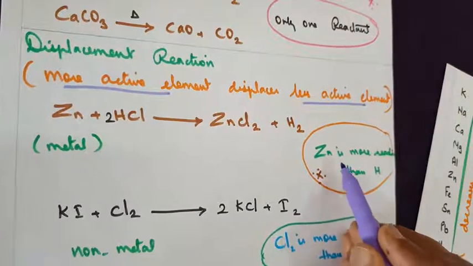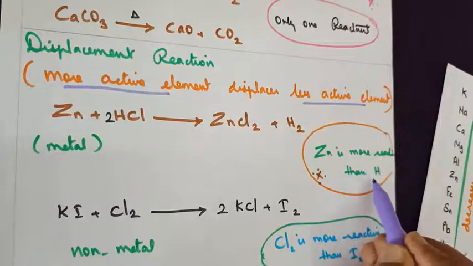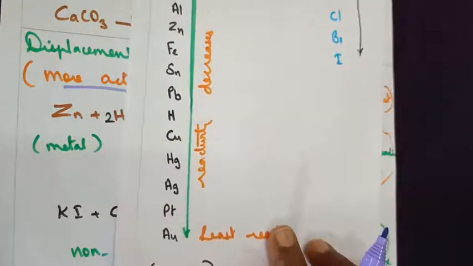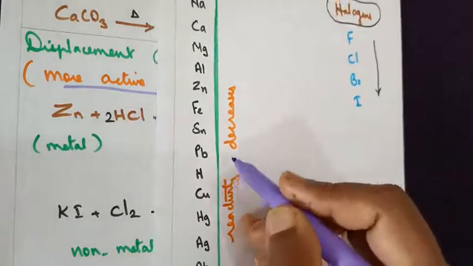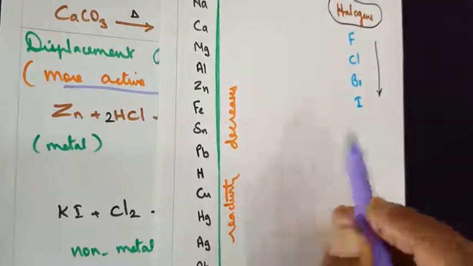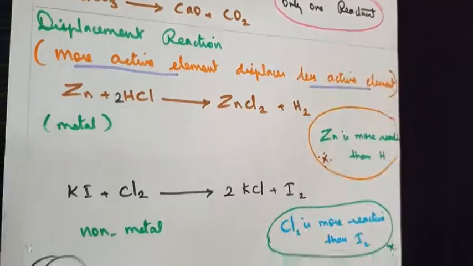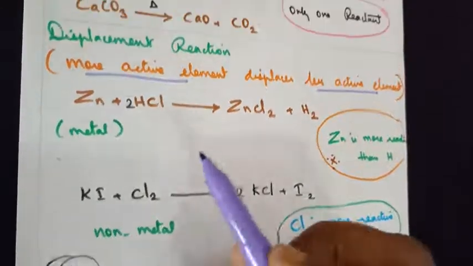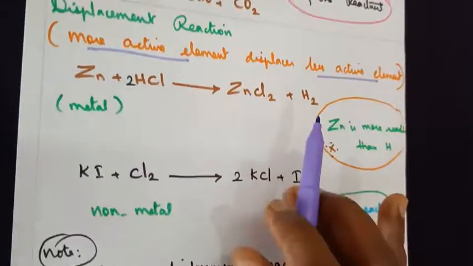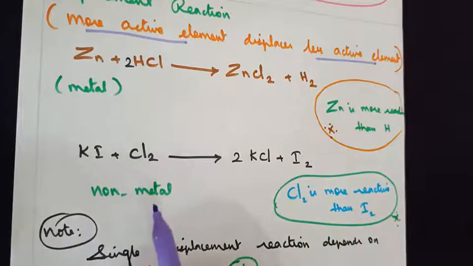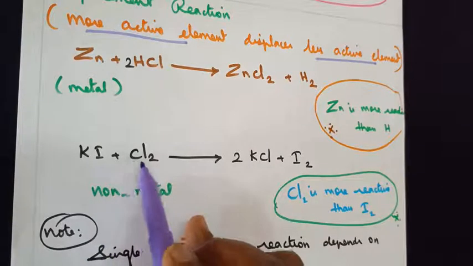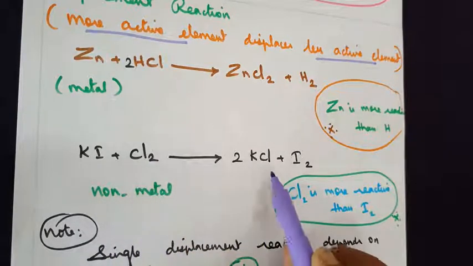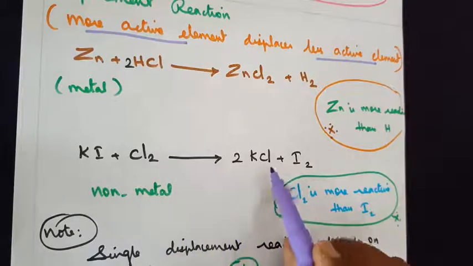So that's what I have written. Zinc is more reactive than hydrogen following this series. You have to learn it by heart, but I will provide you an easy trick for memorizing it in later classes. This is in case of metals. Now let's take one more case of non-metals. Potassium iodide, when we treat it with chlorine, the displacement takes place.